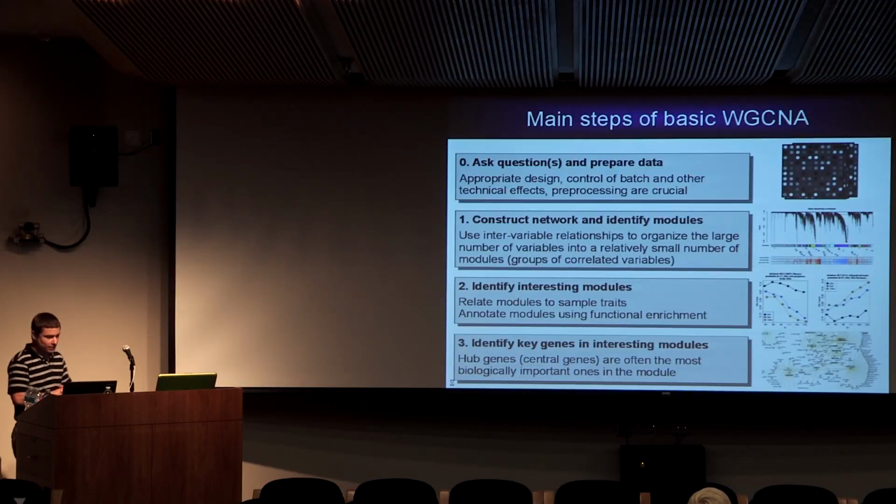So just a very brief overview of the main steps of a basic WGCNA. The first very important step I want to emphasize, because a lot of times people don't take time to do this step properly, and that just sets them up for a lot of trouble further down the line. You have to ask good questions, and you have to prepare your data. So you have to make sure that you have enough samples, that the design is appropriate, that you control for batch and other technical effects. Pre-processing is quite crucial, so WGCNA really needs decent data, otherwise it will not give you decent results.